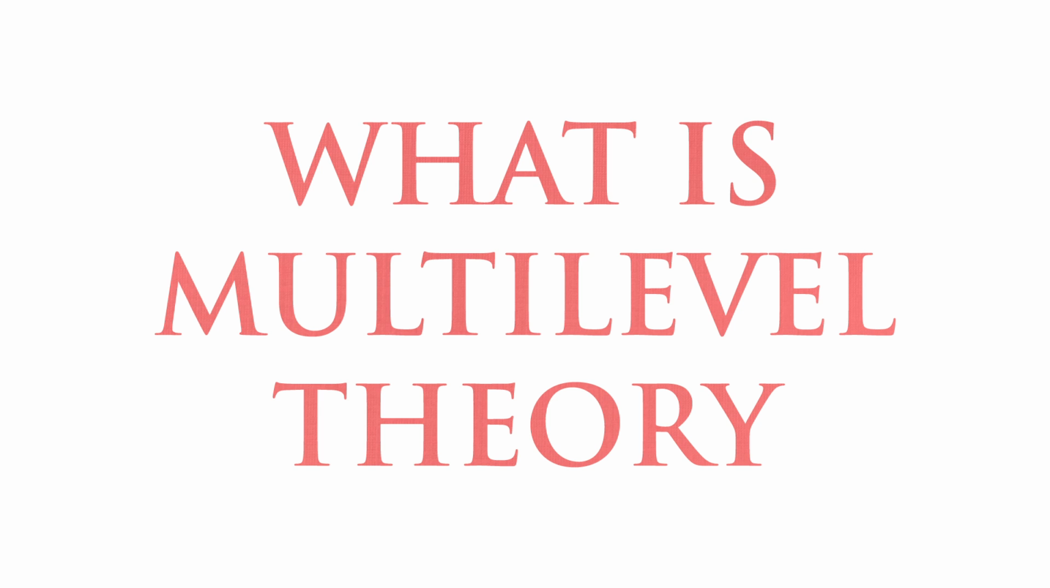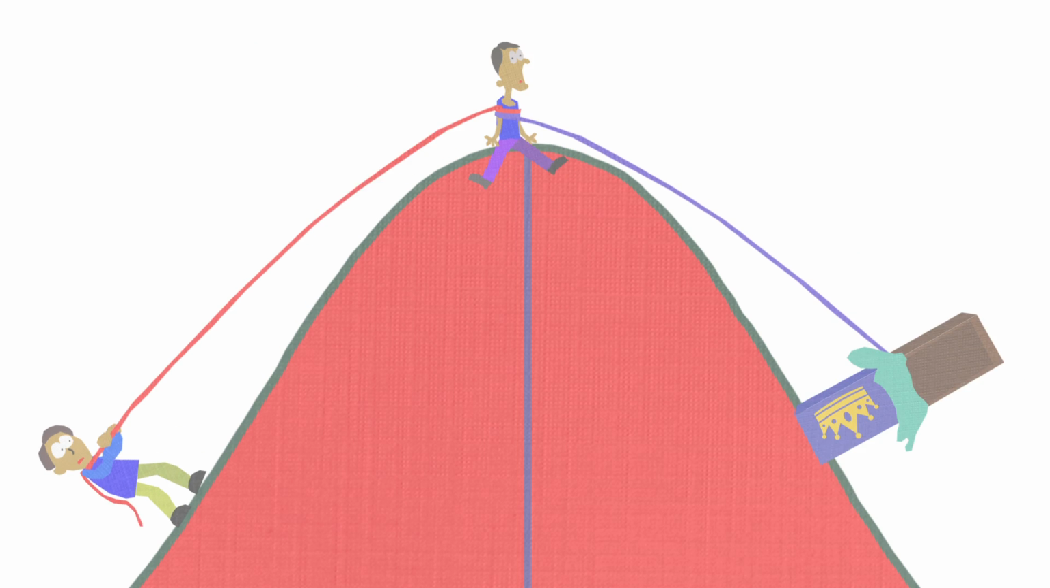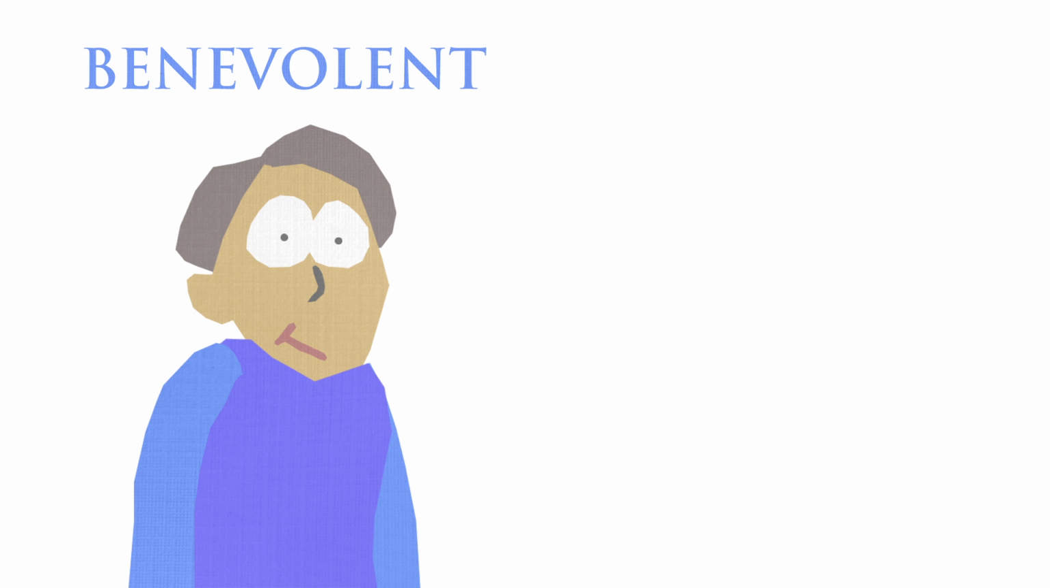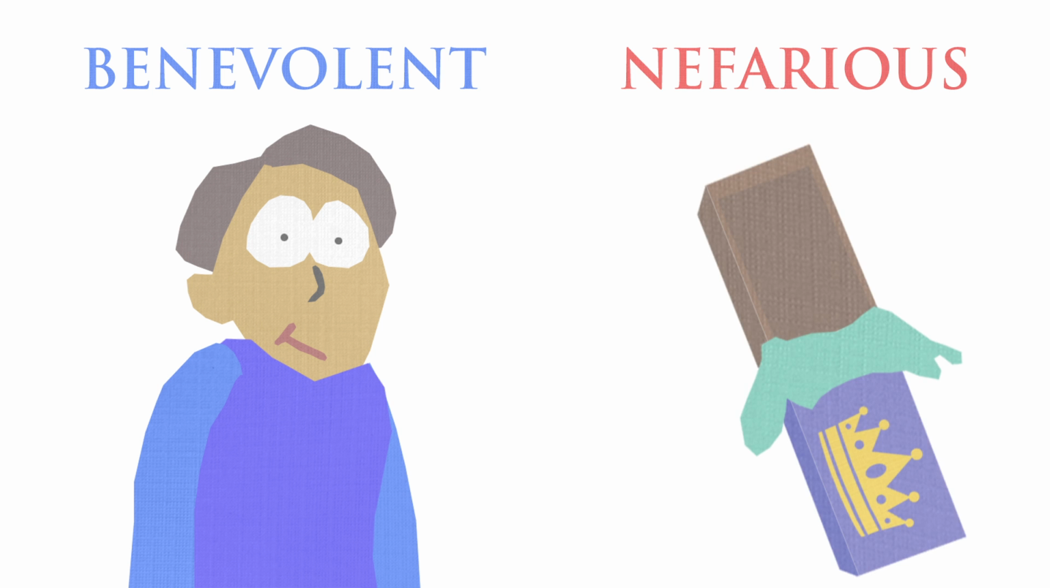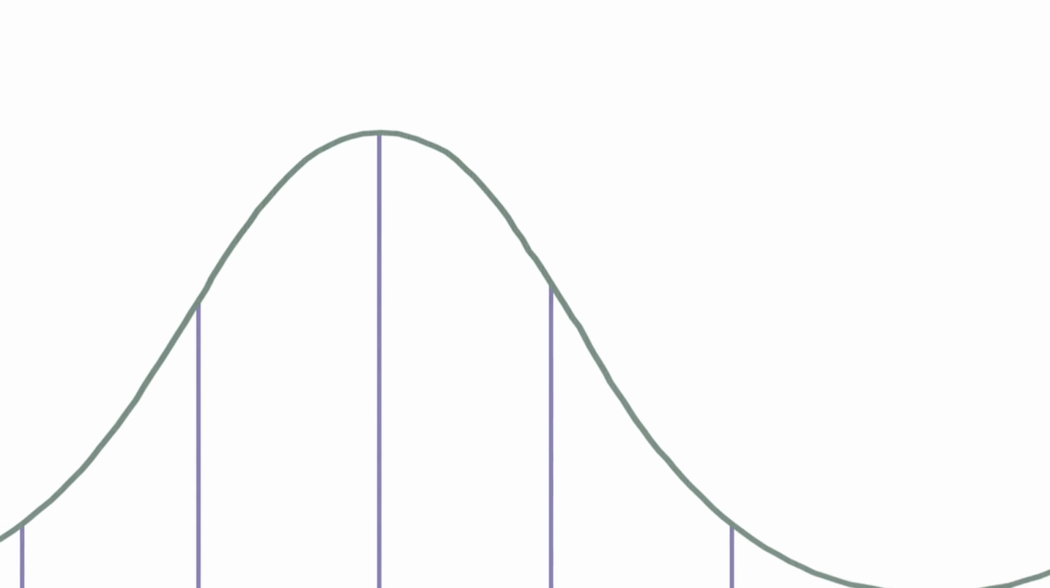Here's the thing. Multilevel theory means that a person with their own thoughts and habits could be pulled in one direction or another by either a benevolent power, like your family and friends, or a nefarious power, like that company selling you candy. And all of this is within a social structure that bridges everything together.